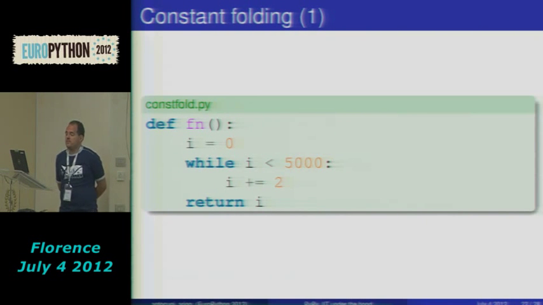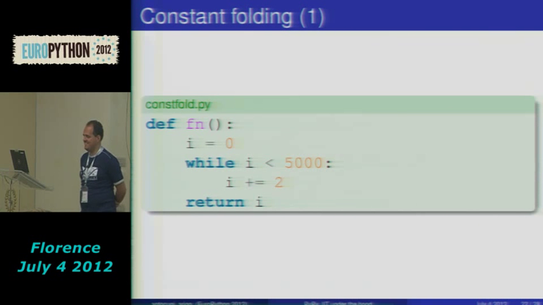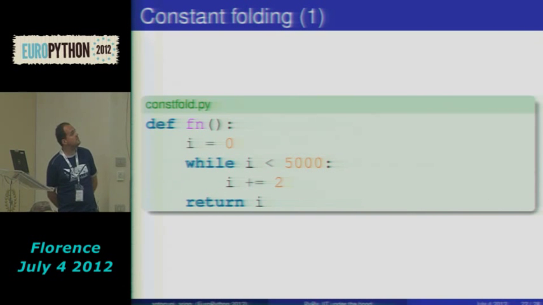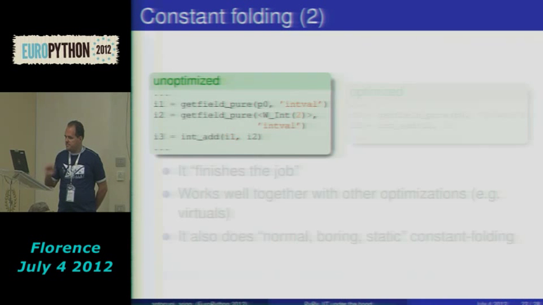Next optimization is, well, another important one. All of them are important. Yes, I know I'm repeating myself, but they all do a nice job together. It is constant folding. So this is yet another example, which is very different from the one before. Well, you already know about it. So what happens?